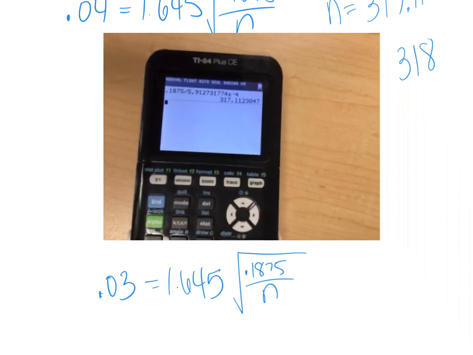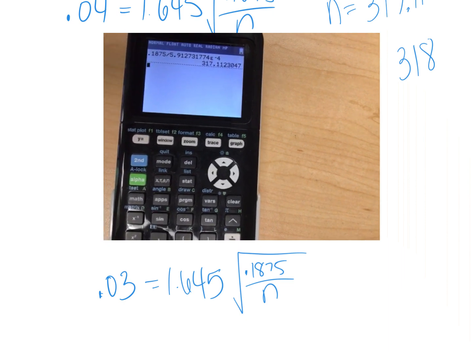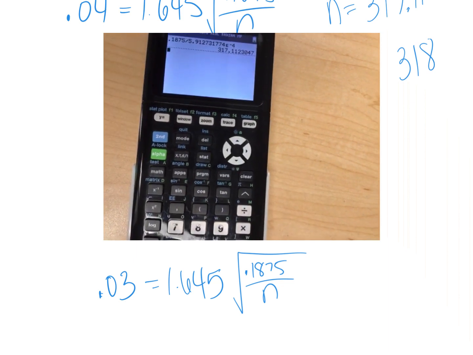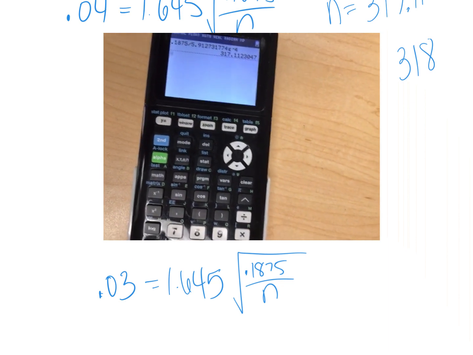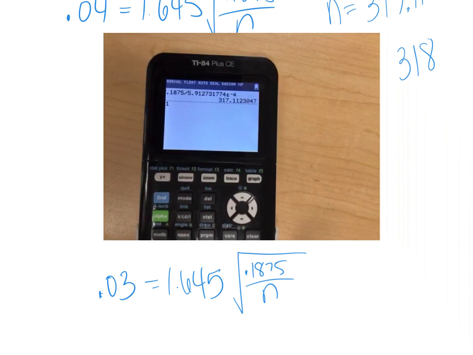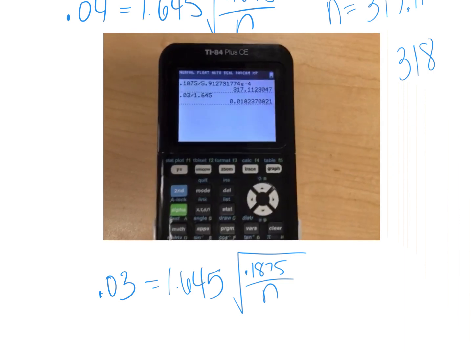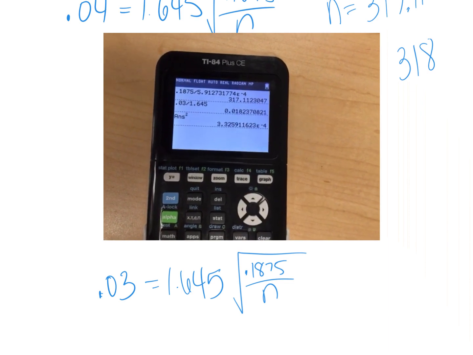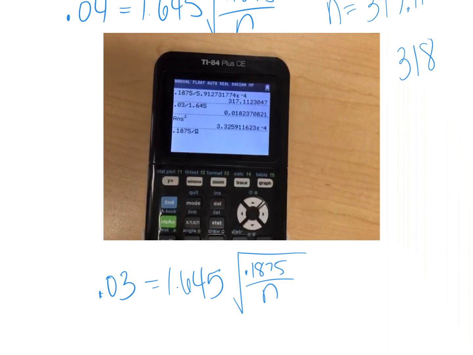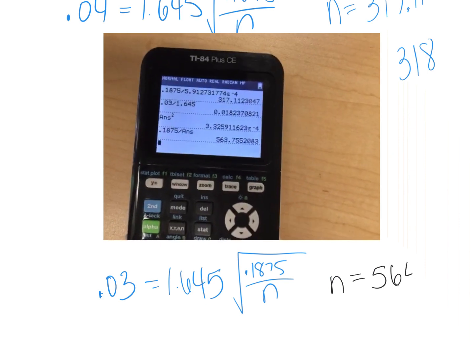Part C asks, what sample size would produce a margin of error of 3%? The starting margin of error in this problem was 0.06. I want you to see the shortcut on some of this. You are expected to know that. If 0.03, guys, too much talking, divide by 1.645, square it. 0.1875 divided by this. Okay, I got n equals 564.